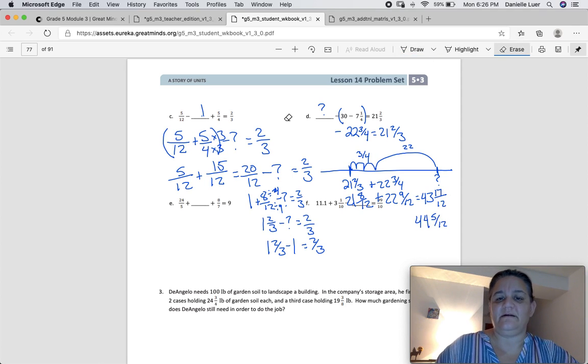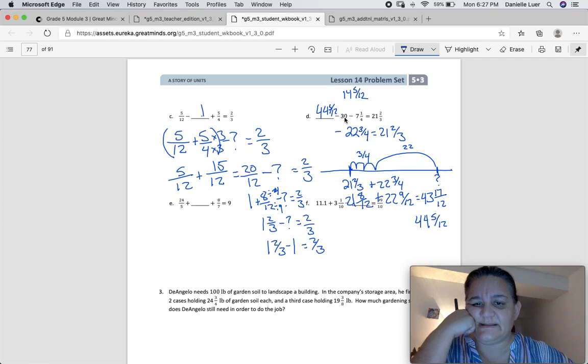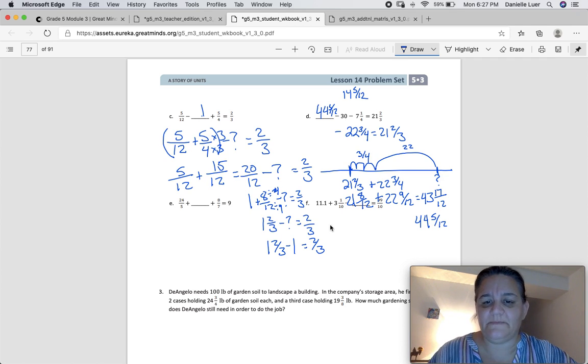So up here, our answer would be 44 5/12 minus 30, which if we subtracted 30 right away, we're going to do the problem here so that you can see that it comes out to the right answer. 44 5/12 minus 30 would be 14 5/12. Wait a minute, what am I doing wrong? Oh, I definitely did something wrong. This is why we check our work.